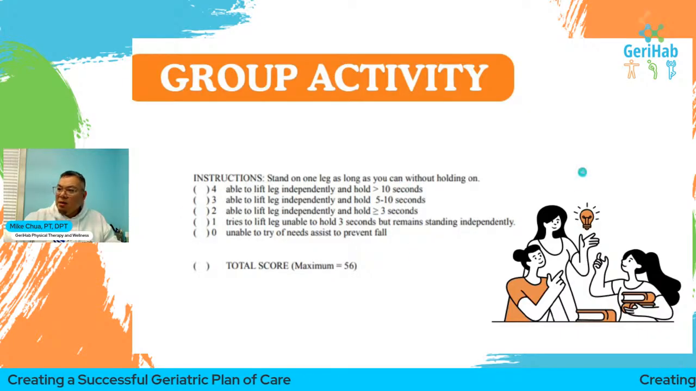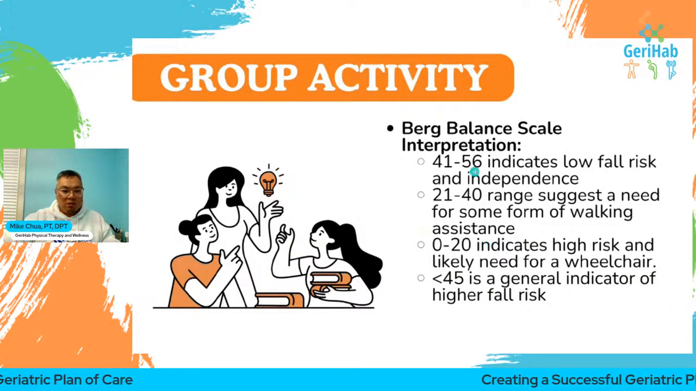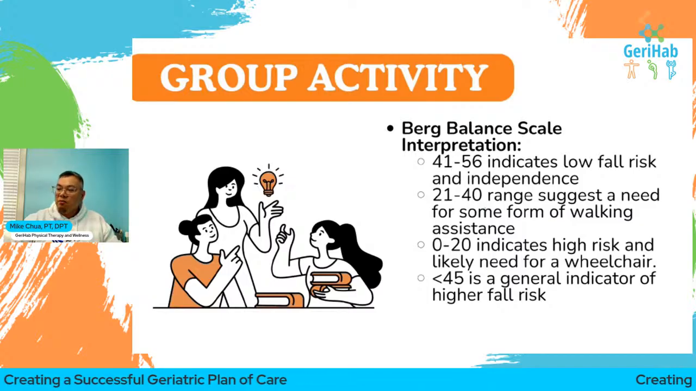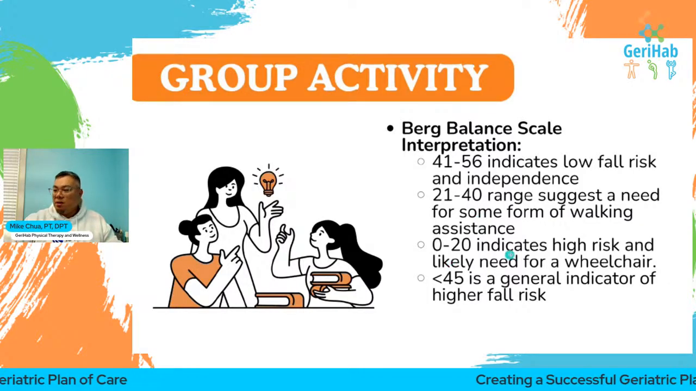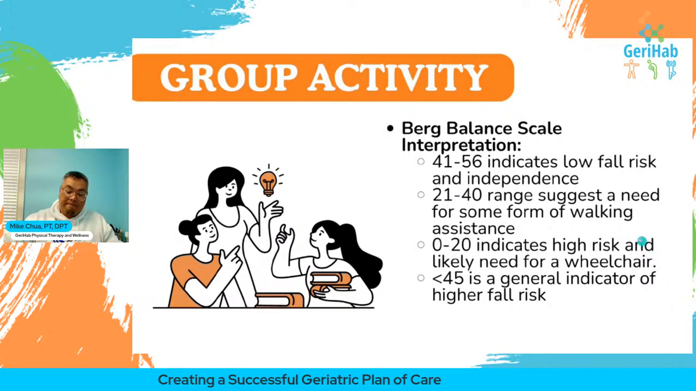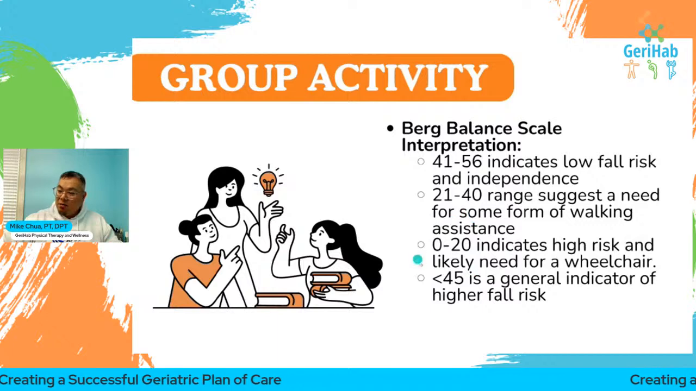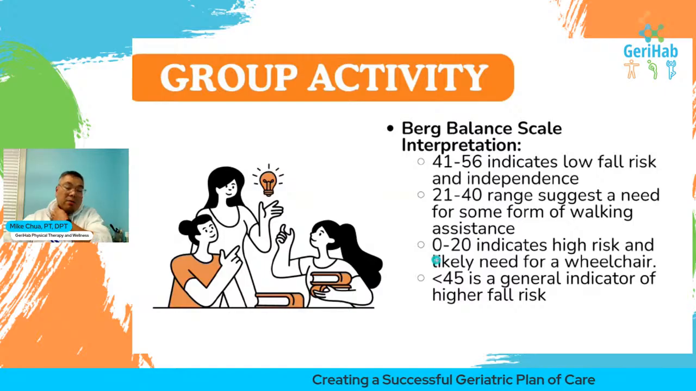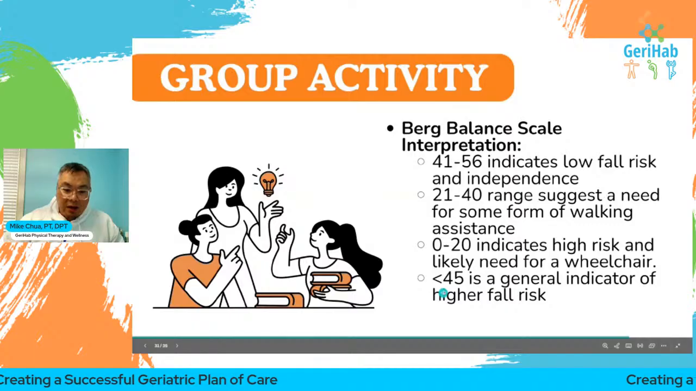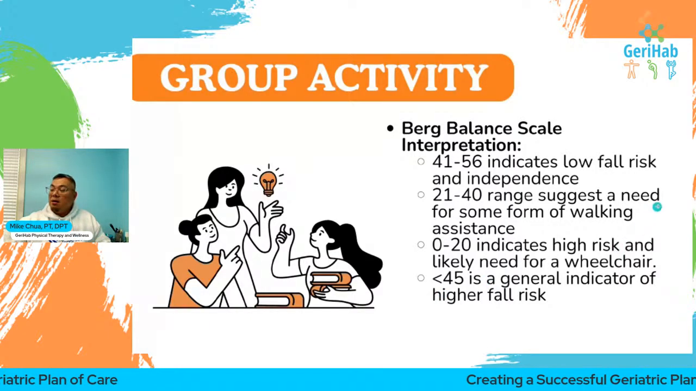So this is the interpretation. 41 to 56: you just total them up, low risk for fall, right? 21 to 40, they need some form of walking assistance. 0 to 20, obviously very high risk, and they likely need a wheelchair. And then most of our patients fall over here, right? So it's very important that you do a quick test, like a Berg balance or Tinetti. In general, less than 45 is a high risk for falls. All right. And how many patients do we see that can't do those tests, right?